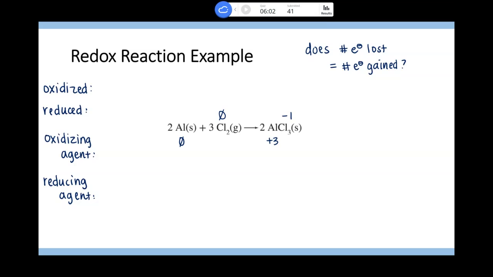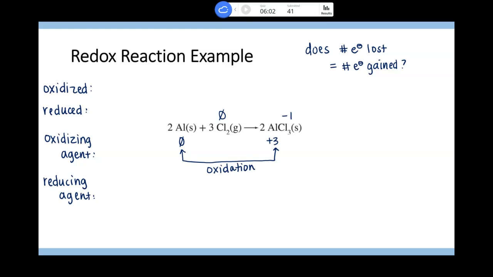Okay, now we look at each individual element. So we look at aluminum as starting material and aluminum in the product. Aluminum's oxidation state went from 0 to +3. So we have an increase in oxidation state. This is the element that is oxidized. So we can say oxidation occurred here. It lost electrons, became more positive, oxidation.